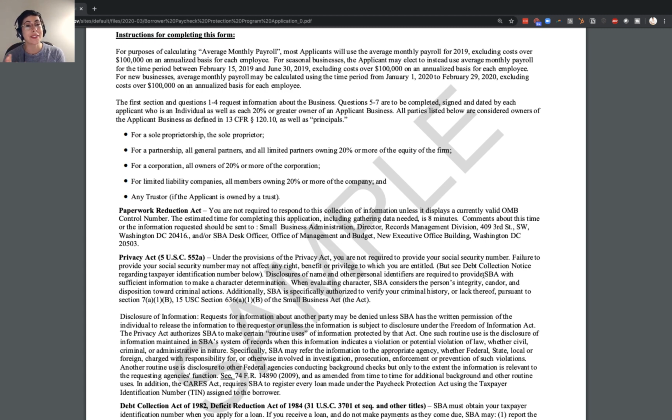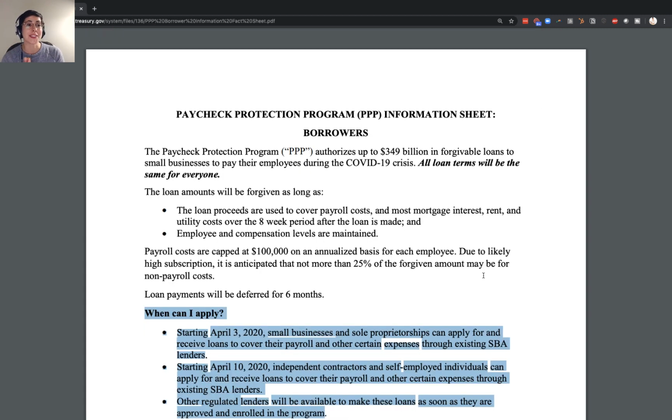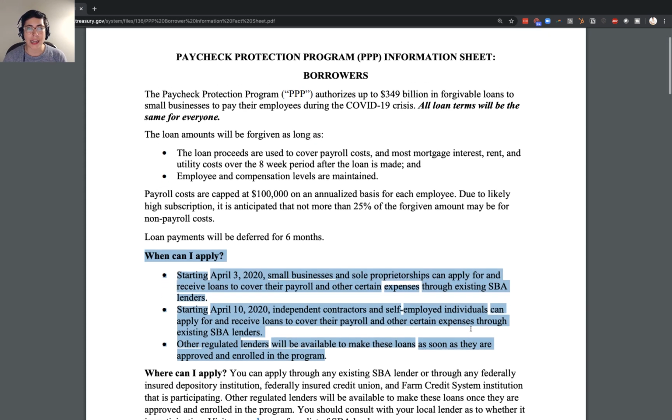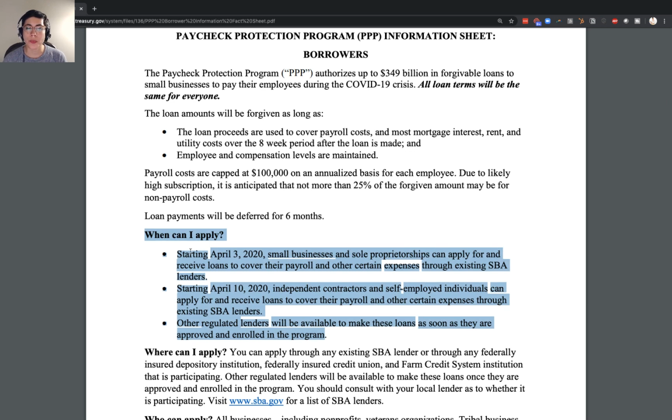And I have some good news about that, so I'm going to jump into another form. Okay, so this was provided on the Treasury Department's website, and this is exciting. Starting on April 3rd, small businesses and sole props can apply for and receive loans for the covered costs. Starting April 10th, independent contractors and self-employed individuals can apply for this loan. So we have a few days. We will be working tirelessly to get this done for you. If you're our client, if you're not, we'll give you resources to do this on your own, or you're welcome to come work with us. But we have a few days. We now at least have a soft deadline.